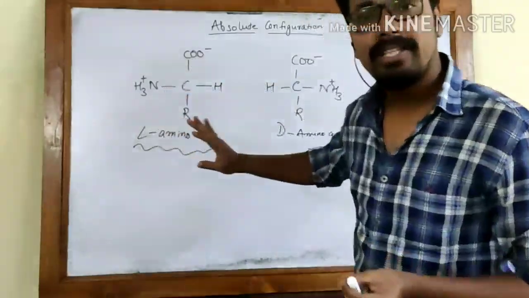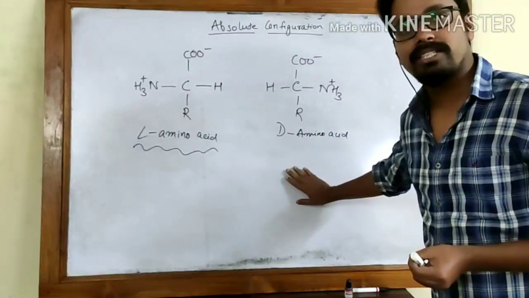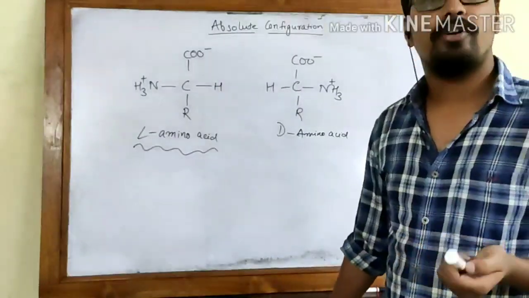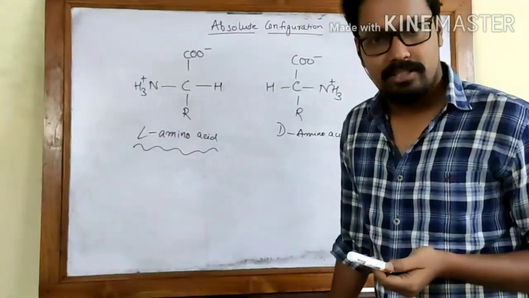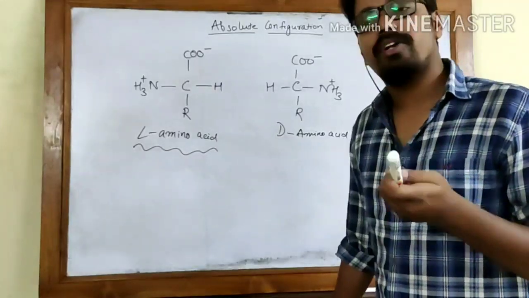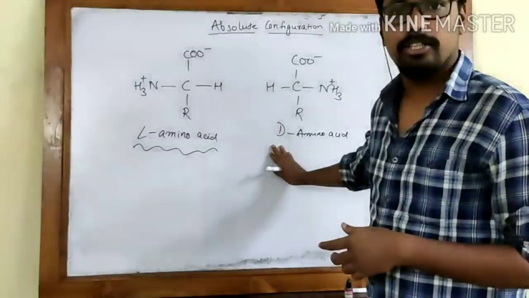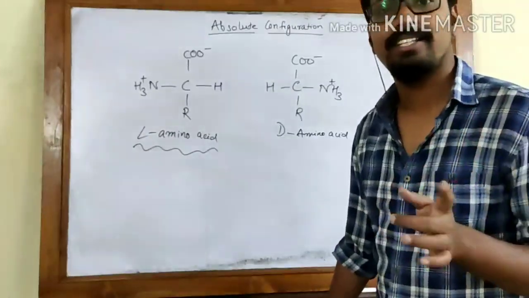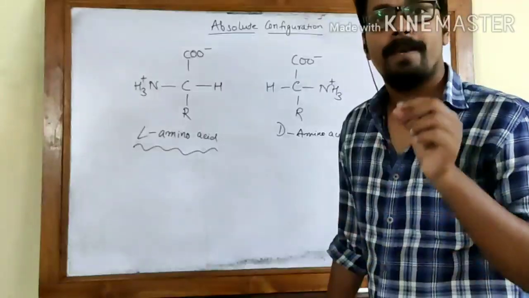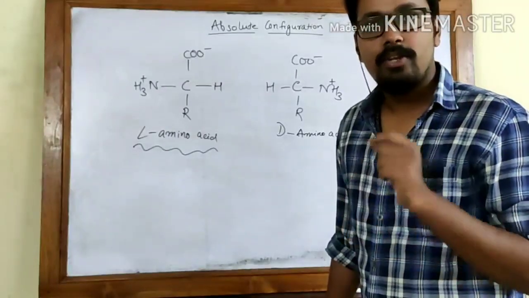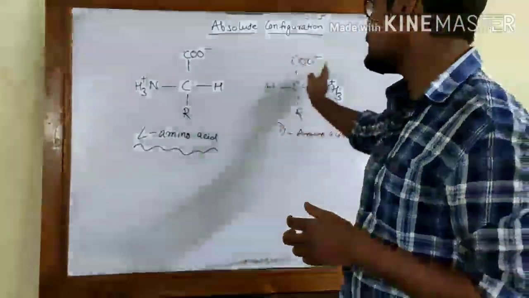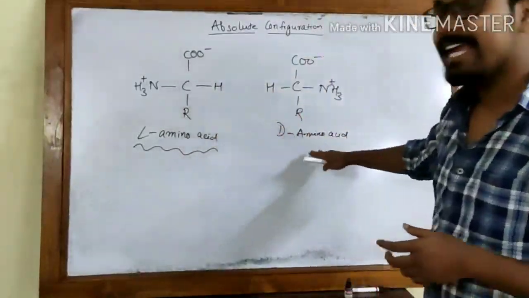But it does not mean that D amino acids don't exist. D amino acids are present. They are generally found in certain antibiotics, the antibiotics which contain peptides. Antibiotics are of various forms, and peptide antibiotics contain these D amino acids. Another place where you can find D amino acids is in the cell membrane of eubacteria. So this is our configuration of L and D amino acids.